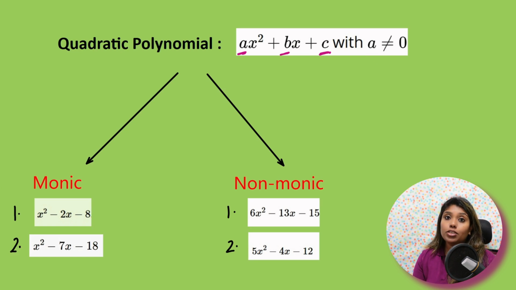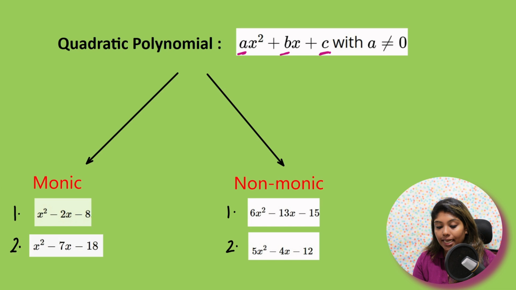Alright, now based on the coefficient of x squared, which is this a, you can classify the quadratic polynomial as monic or non-monic. It is very simple. Monic quadratic polynomials will have 1 as the coefficient of x squared. If it is not 1 and not 0, it will be some other number, right? Then that becomes a non-monic quadratic polynomial.